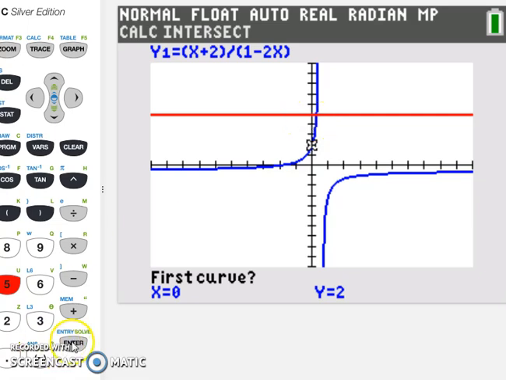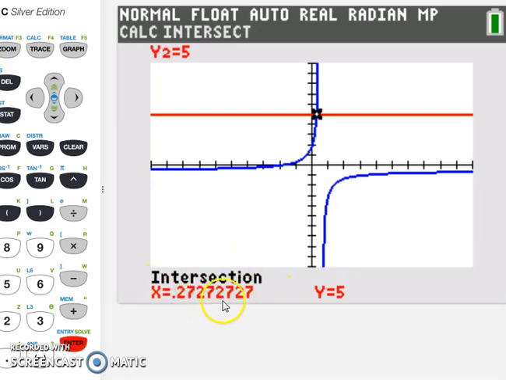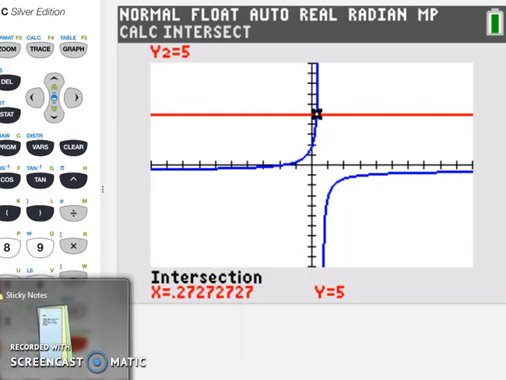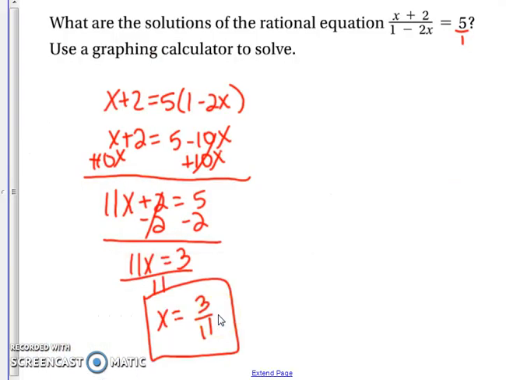So we're going to hit enter. Now it jumps to the red line, so we're going to hit enter again. It's going to say guess, and we're going to hit enter one more time. When we do that, it tells us that the x value is 0.27, which is the same thing as 3 over 11. So x equals 0.27.